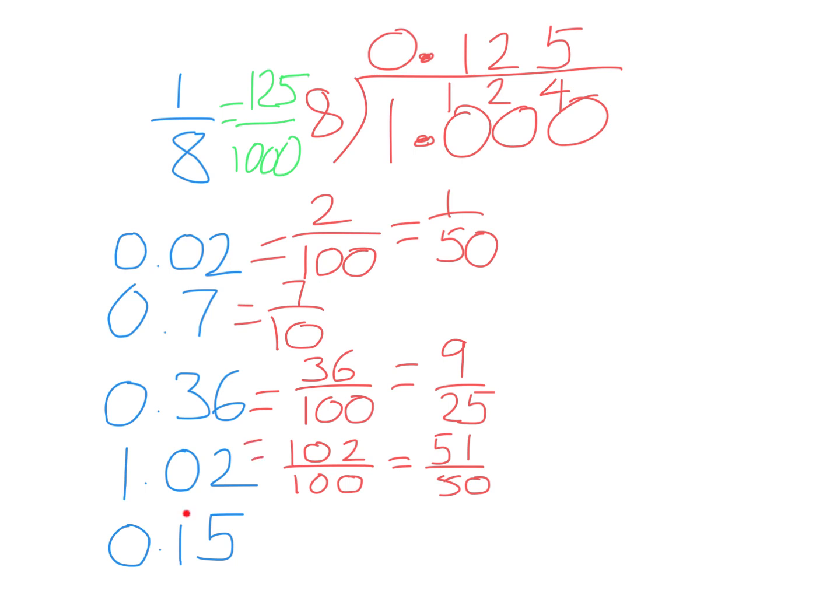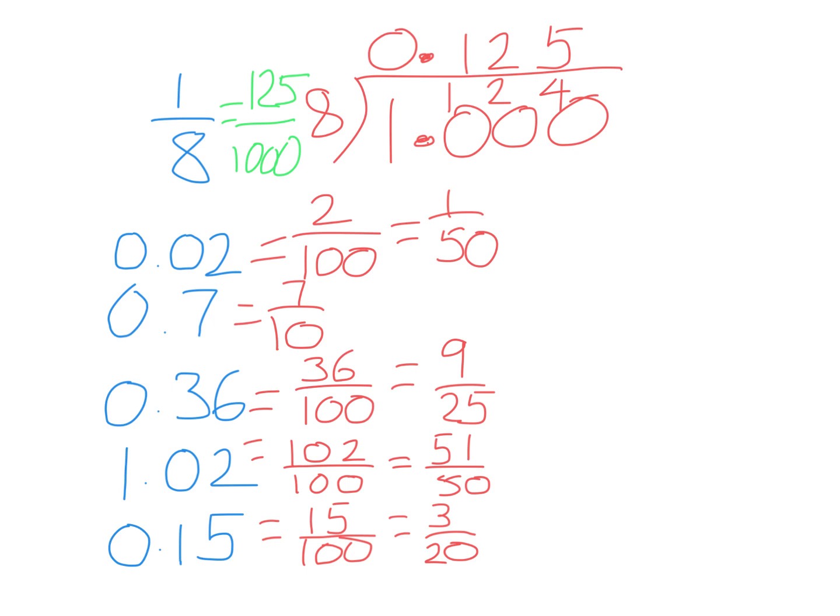All right, 0.15. So again, we write the number without a decimal point on top. And then on the bottom, the lowest place value. The 5 is in the hundredths column. That's why I put 100 on the bottom. 0.15 is 15 hundredths. So 15 is divisible by 5 because it ends in 5. 15 divided by 5 is 3. 100 divided by 5 is 20. So once again, decimals and fractions are just different ways to represent the same number.